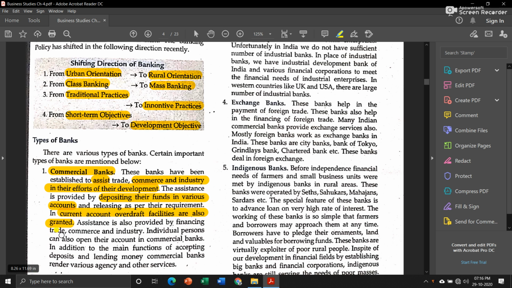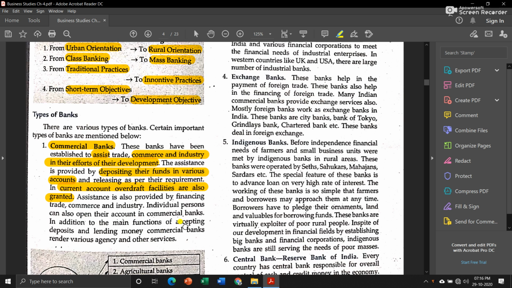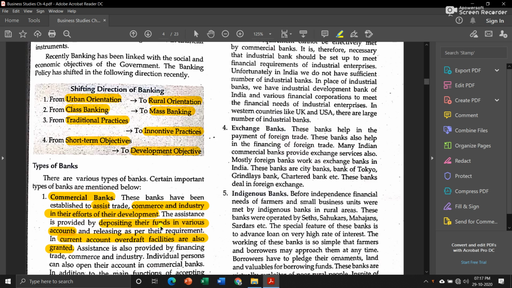Assistance is also provided by financing trade, commerce, and industry. What a commercial bank does is finance these trade, commerce, and industries while raising funds for the company. An individual person can also open their account in a commercial bank. Nowadays, not only companies but normal people like you and me can also open our account in commercial banks. In addition to the main functions of accepting deposits and lending money, commercial banks render various agency and other services as well. These things we will discuss in detail.